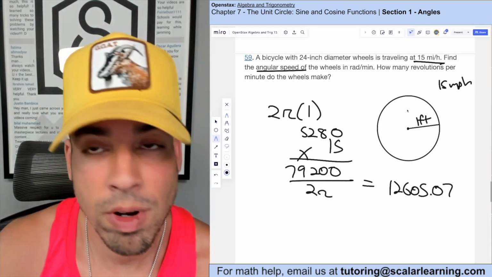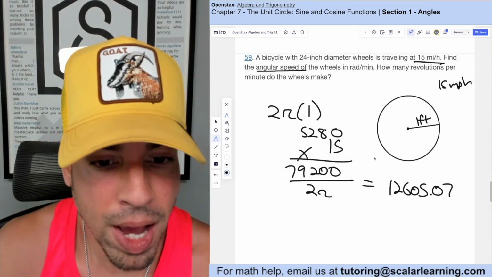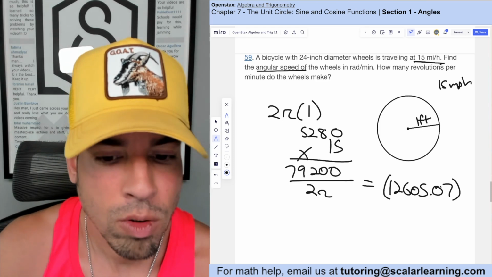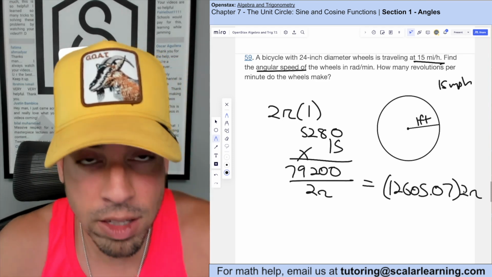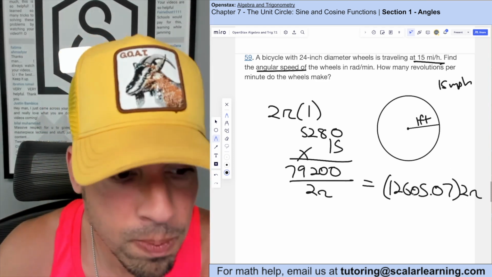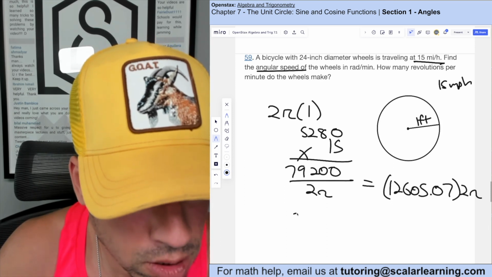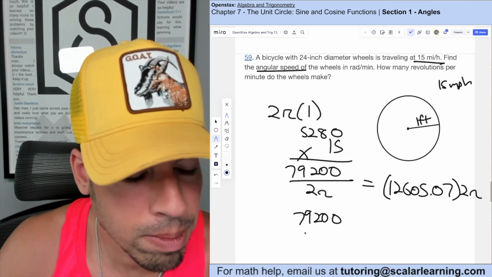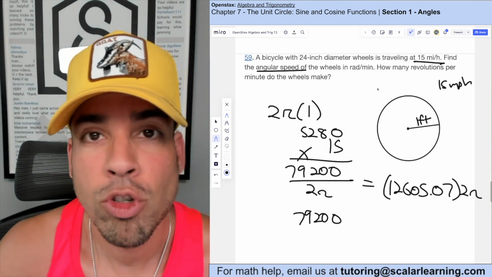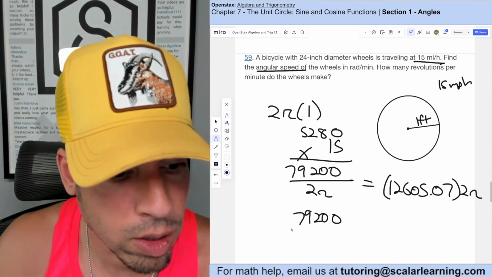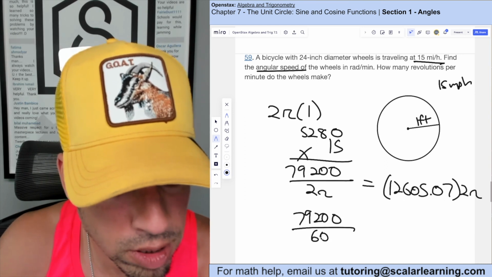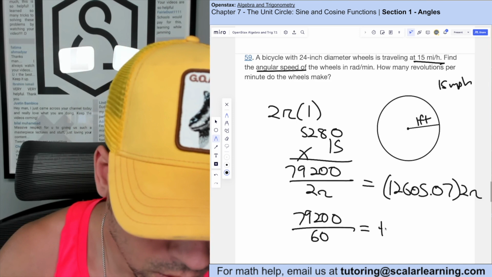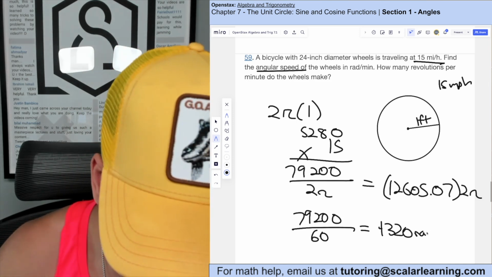So this is the number of revolutions, and the cool thing is to go back to the amount of radians it's going in this amount of time. The number of revolutions times 2 pi, since 2 pi is 1 full revolution, essentially goes back to 79,200. And that's the amount of radians. And now we're trying to figure out how many radians per minute. Well, this is in an hour, so this is per 60 minutes. So when we divide by 60, we get our angular speed of 1320 radians per minute.